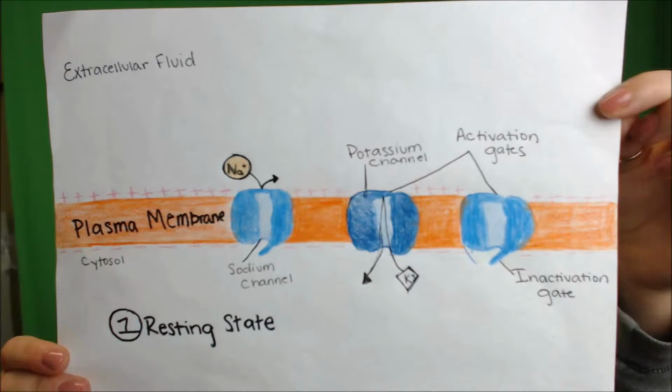The first phase is the resting state, or resting membrane potential. This is when there is no stimulus to cause action potential. During this state, the activation gates on the sodium and potassium channels are closed.